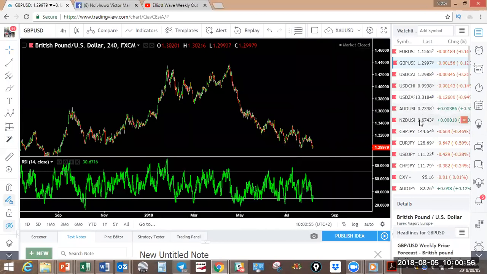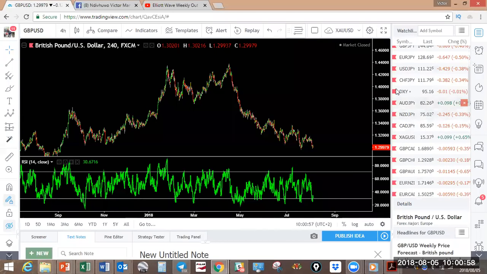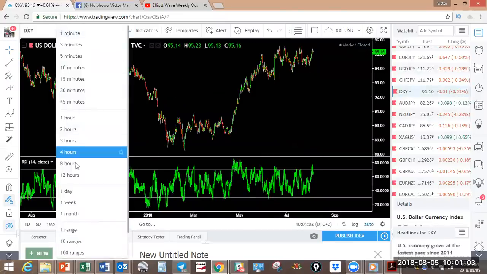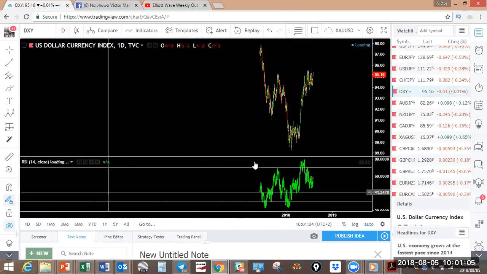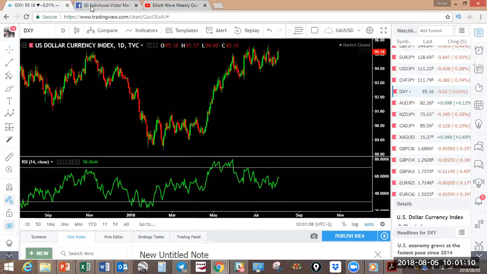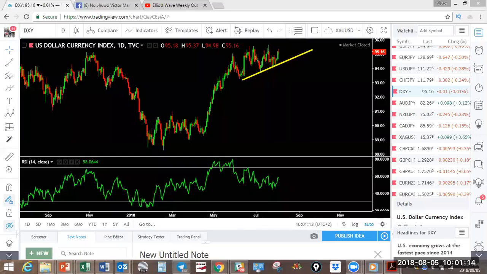So let me just go back to the DXY. I should have shown you that clear divergence on the DXY on the daily. You cannot miss it. So look out for this here. You can see there's a clear indication that as much as this is making higher highs, it's making higher highs, what is the RSI doing? It's making lower lows. It's making lower lows. So we're making lower lows here on the RSI. So that's what you're going to be looking at.